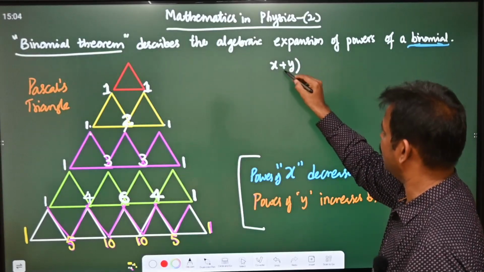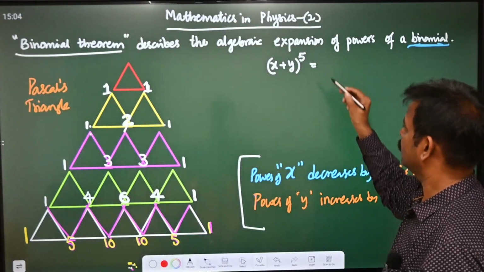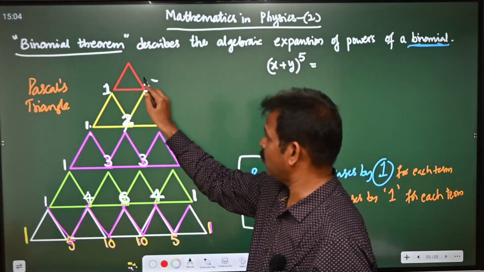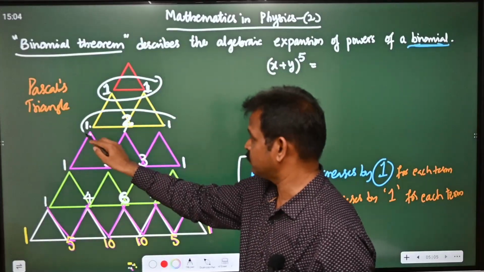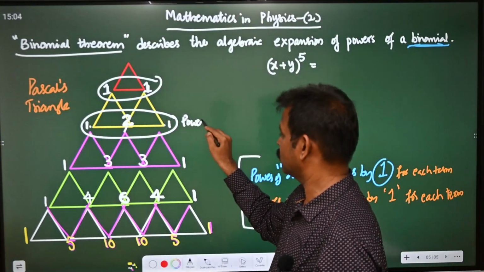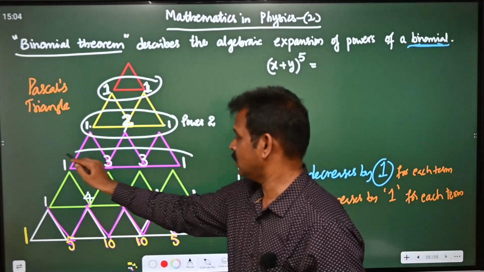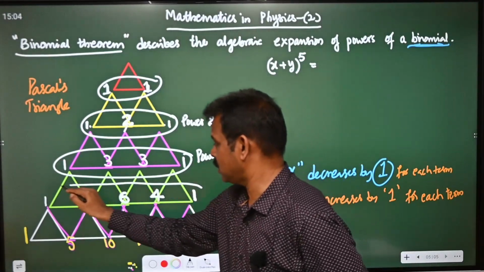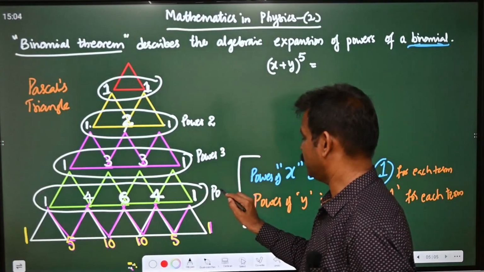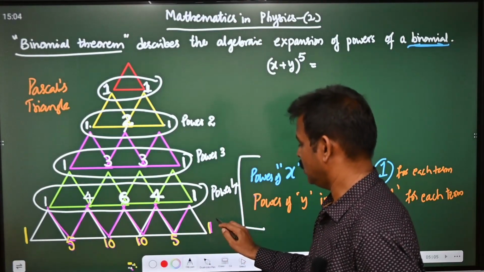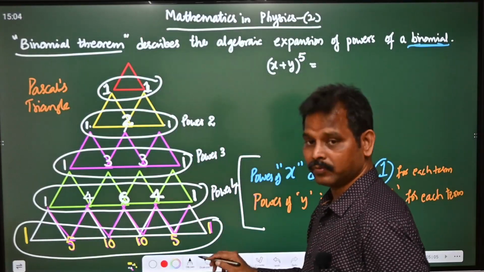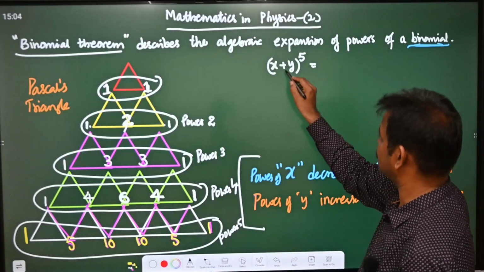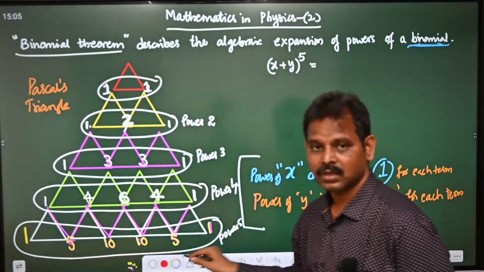x plus y whole power 5. So in this triangle, the first row is for whole power 1, these are the coefficients for whole power 2, these are the coefficients for power 3, these are the coefficients in the expansion of power 4, and these are the coefficients for power 5. So I need x plus y whole power 5. So I need these coefficients.